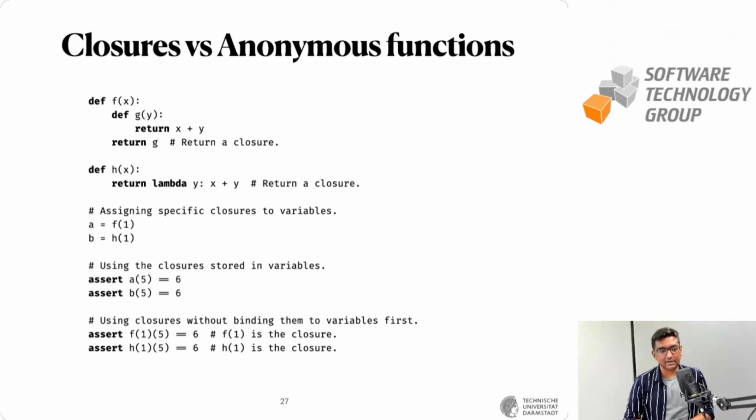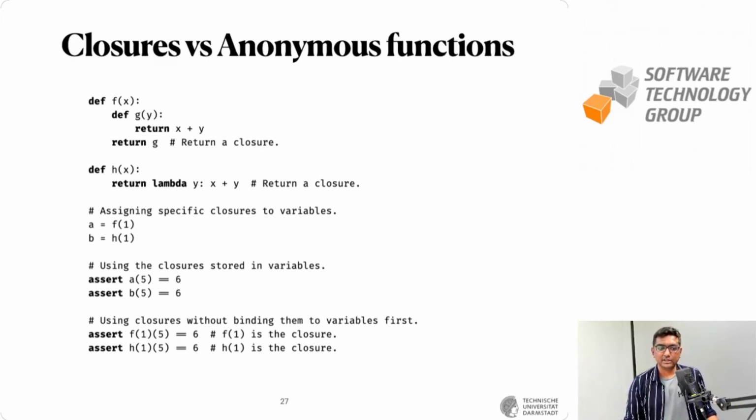Closures can be confused with anonymous functions, and they can be the same, but I'll provide you an example to show what the difference is between the two. Essentially, closures have names, anonymous functions are lambdas without a name. So here is a Python code. Here you have defined f of x, and then there's a nested function g of y, which essentially returns x plus y. And what f does is return a closure g, which is not yet bound, where the value of x is not yet bound. This depends on how you assign specific closures to variables that we'll see in a few lines later.